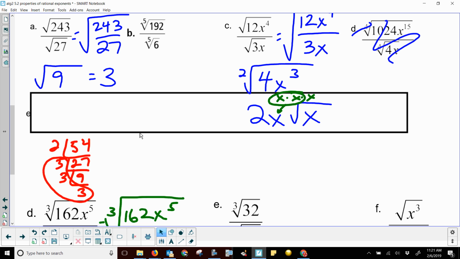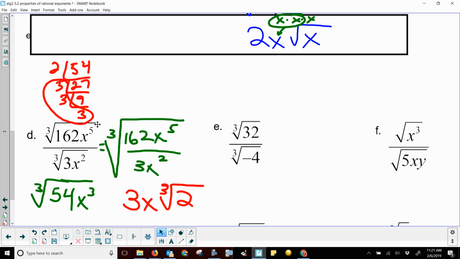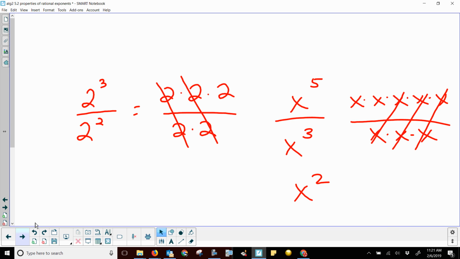Okay, I did it this way. I did this one here and pieced it together. The fraction just became one big thing. 162 over 3 became 54. So we factored out 54. And since we're doing cube root, found a group of 3 threes. My 3 x's come out to be x, and my 2 stays left over.